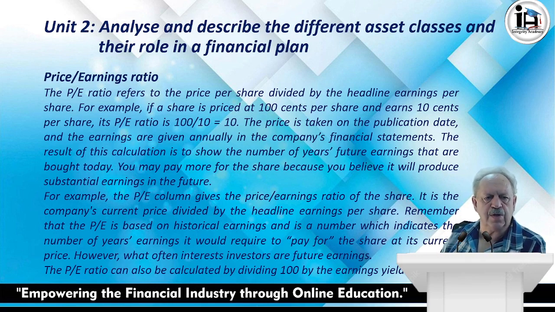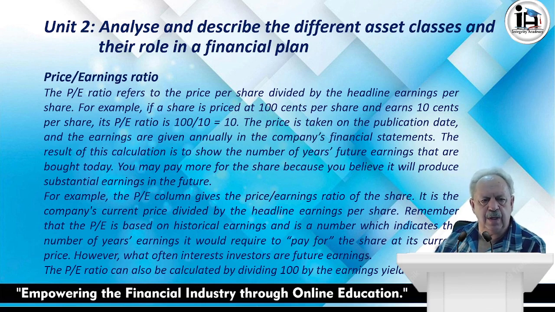The result of this calculation shows the number of years of future earnings that are bought today. You may pay more than you should for a share because you believe it will produce substantial earnings in the future. For example, the PE column gives you the price earnings ratio of the share. It is the company's current price divided by the headline earnings per share.